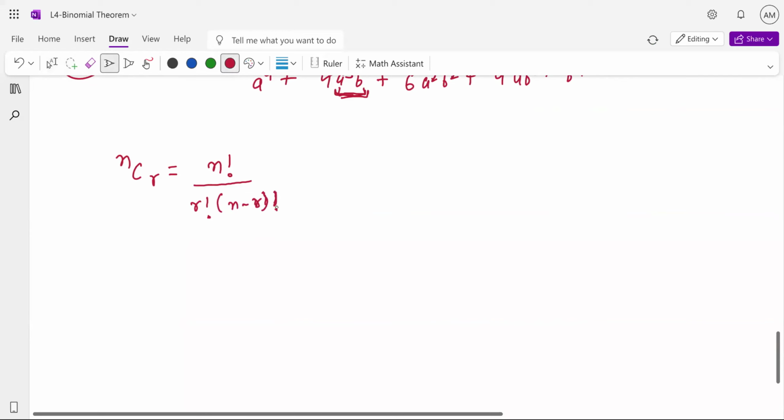Now again, I gave you the formula for this, but I have introduced one more term, which is factorial. Sir, I know what factorial is. You know factorial, that's more than enough. So what you have to do is just solve this part, right?